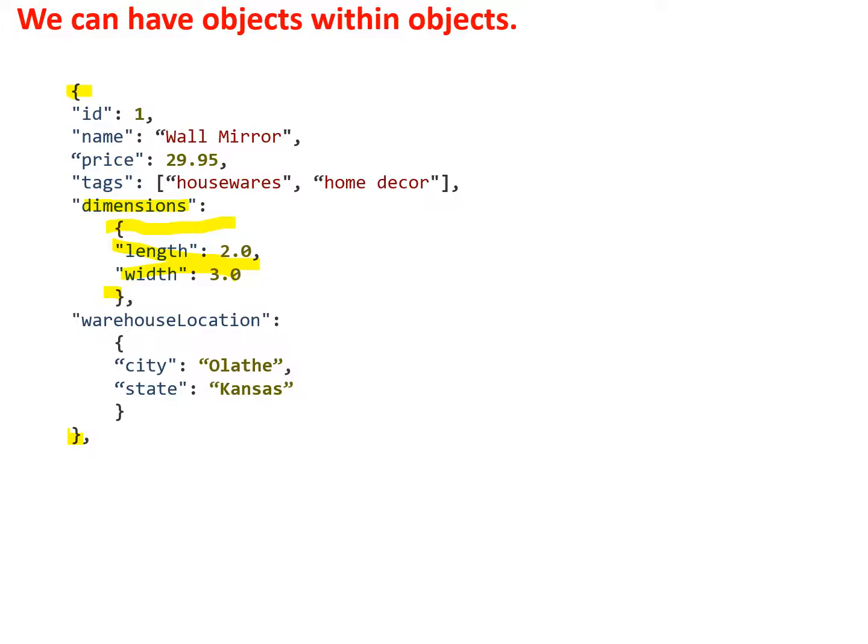Also, they've done this for warehouse location. They've said, okay, for warehouse location, we want that location to hold two different things, the city and the state. So they put those name value pairs inside the braces because they're expecting the warehouse location to be an object itself, consisting of the city and state. So we can have objects within objects.